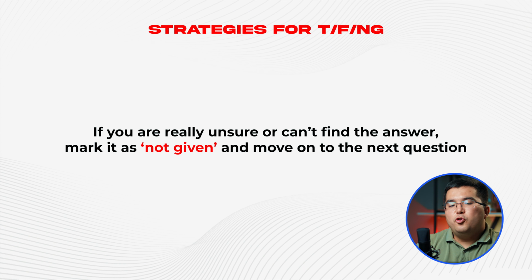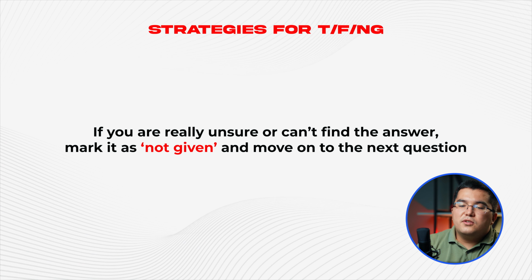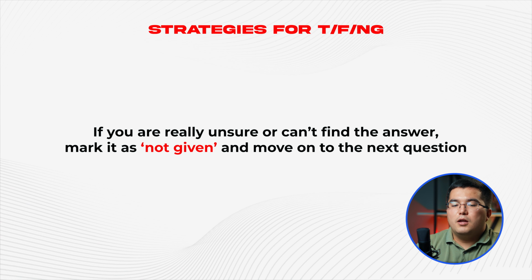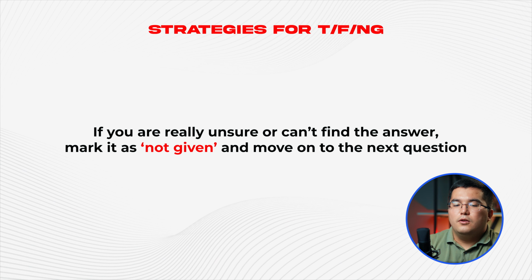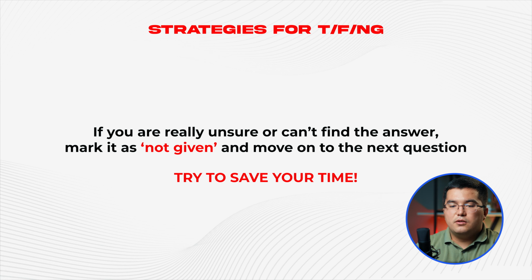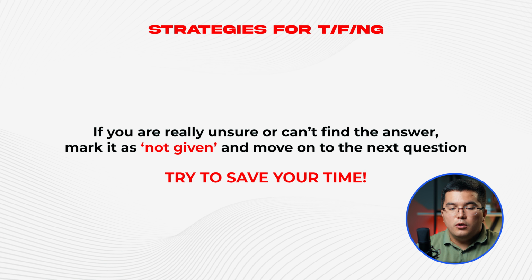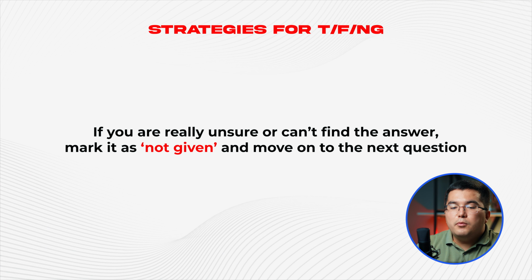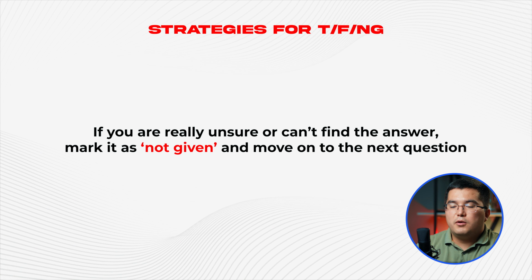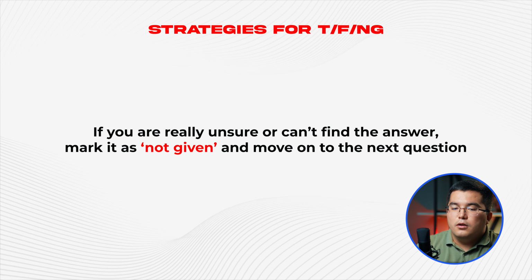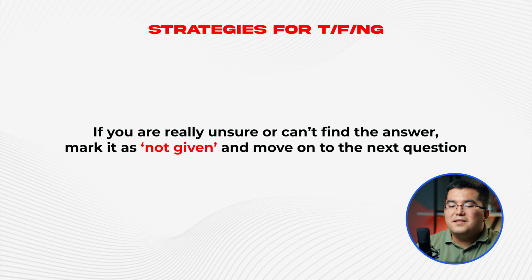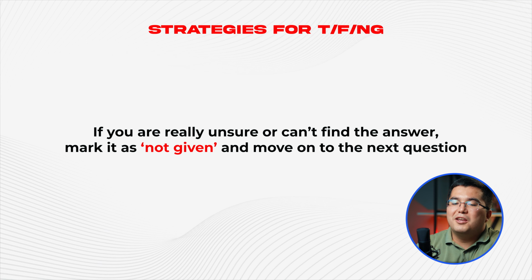And now look, if you are really unsure about the answer because you cannot find it in the text, you should mark it as not given and move on to the next question. It will, you know what, save your time. And as soon as you find the answer to the next question, let's say it is true, automatically the answer to the previous question will be not given. Sometimes when you are unsure about the information because you cannot find it, you should put not given because in reality the answer may not be there. So it may not be given there.